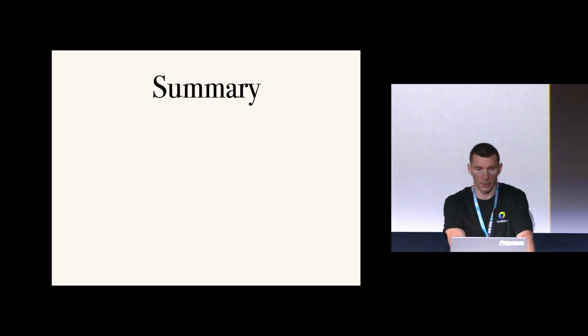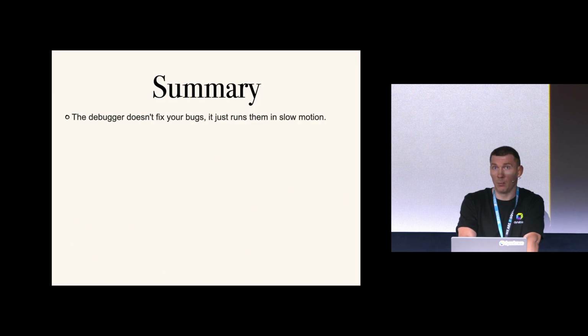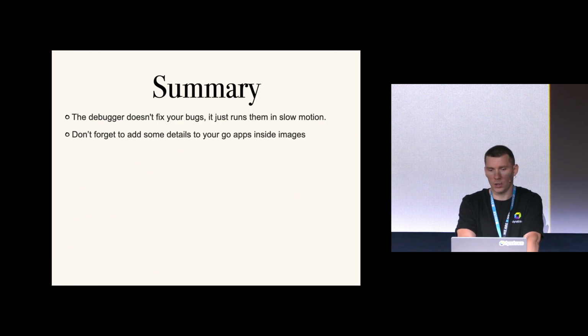So yeah, a little bit of summary, since my keyboard doesn't work anymore. Keep in mind the debugger does not fix your bugs; it just runs them in slow motion. So you have to fix bugs. Also, don't forget to add some details to your images. From the debugger, you can find the Golang version, etc., but you can't find, for example, Git information or commit version. So you are responsible for adding it, because if you're trying to debug a random binary whose source code you don't know, it can be very tough.